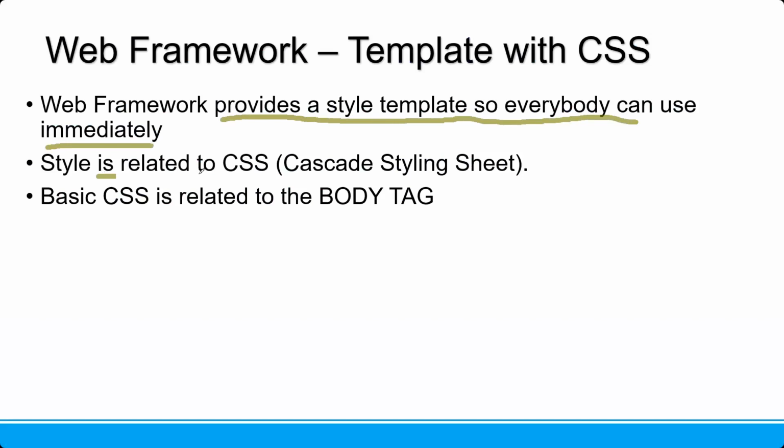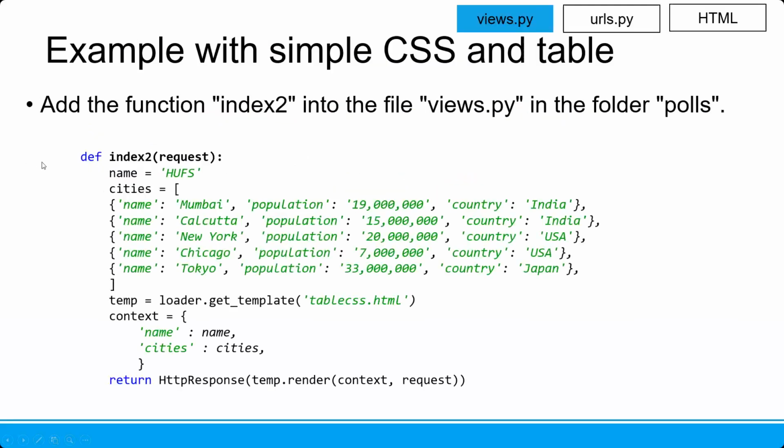So style is related to the CSS, or cascading style sheet, and the basic CSS is related to the body tag. It means every tag in the body we can modify, we can make style, we can change color, we can change the background, and so on. So let's see.